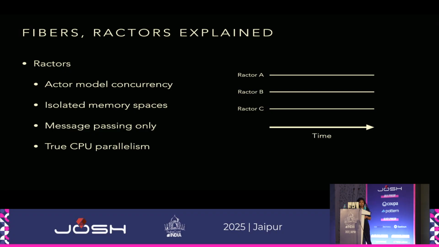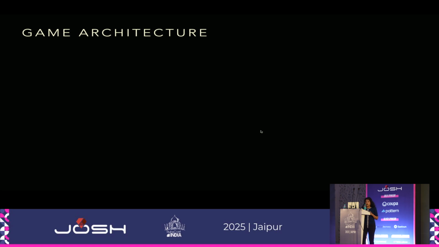This makes reactors perfect for managing our game state, because the game state is something that everybody will be seeing, and it cannot be inconsistent for different people, right? So consistency is very important for the game state. Now let's see how we combine these concepts and build our game architecture.